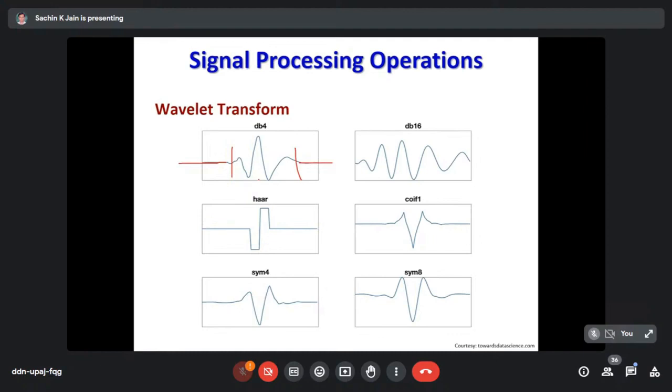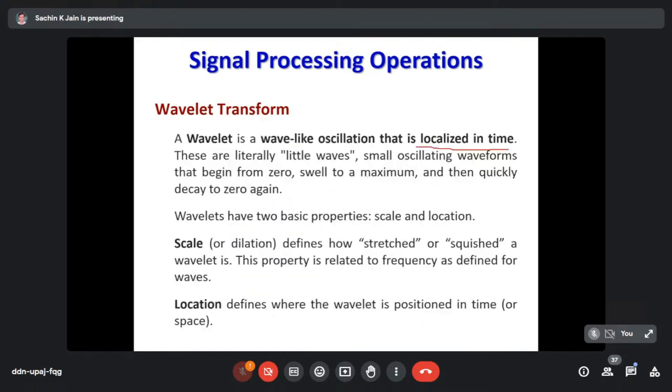So this large variety of wavelets can be specifically chosen for a specific application, so its operation or transform is much better. For example, this is known as Haar wavelet, this is known as Coiflet wavelet, this is known as Daubechies wavelet. So they are like this: dB4, dB16, there are different wavelets. So these are basically a wave-like oscillation that is localized in time.